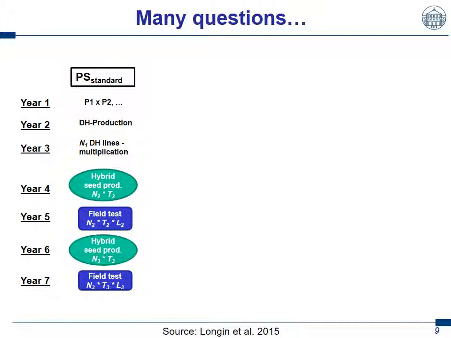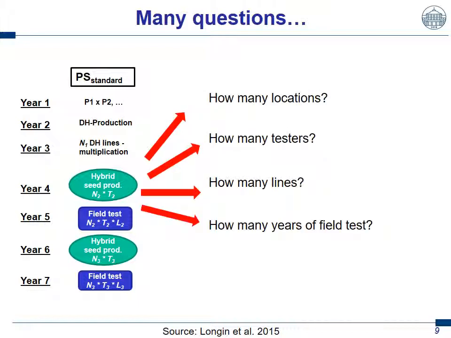Looking at this phase, we have many questions. What shall we do? What is the best strategy? How many locations shall we use? How many testers? How many lines, how many years of field tests, and shall we use markers, and if yes, which and when? To answer these important questions, for me the most reliable thing as an applied breeder is let's test it in a field, because this is at the end what I want to sell. My wheat variety which is tested in the field, and the farmer will check its performance in their fields.